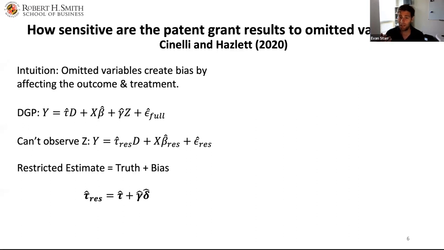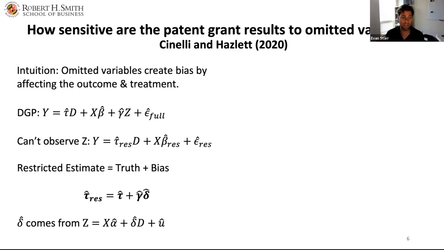The second term is gamma hat. What is gamma hat? Gamma hat comes from this regression. It reflects how your treatment is related to your unobserved variable. So if gamma was positive, that would mean that for those who get treated, they have a higher level of Z on average.